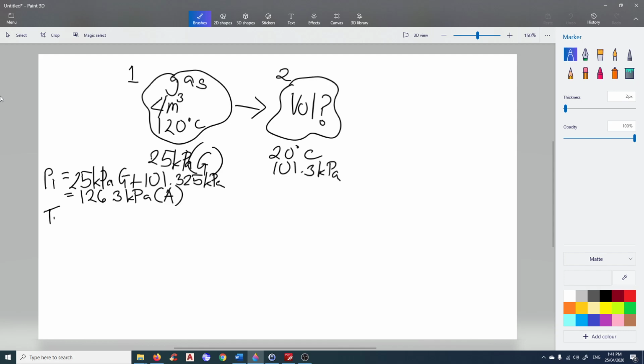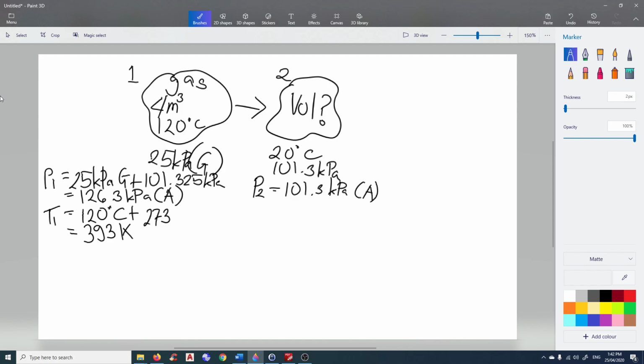Temperature at 1, we need to convert the degree Celsius to Kelvin. So 120 degrees C plus 273 equal to 393 Kelvin. Do the same with P2. So 101.3 kPa, that's an absolute pressure already, so we don't have to do anything.